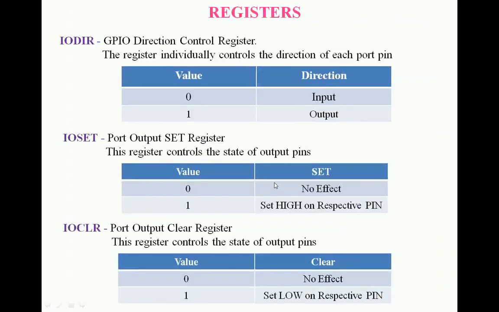Now we'll see the basic registers available for writing the program, that is, to control the input output pins, and to control the input output on off, I mean high and low, on those pins. So all those things. IODIR is the first register we have, which is a 32-bit register.